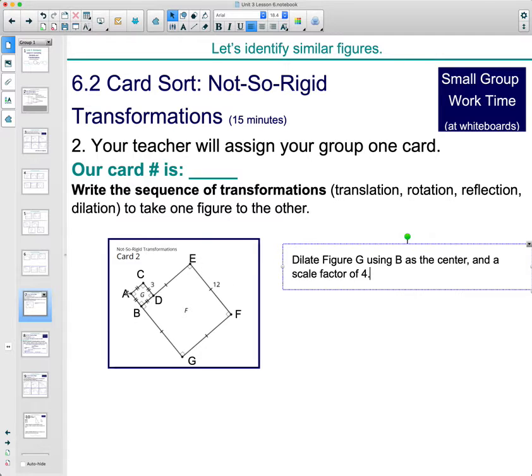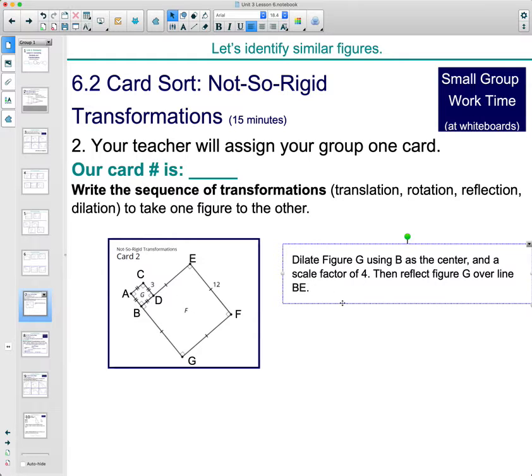Okay, so then that's going to take this image, it's going to expand it. So now D is going to land on E. So then we're going to need to reflect over this line BE. Okay, so then reflect figure G over line BE. And then that would take this little square, make it large, or the same size, and then flip it over. So that's one way you could have written that.